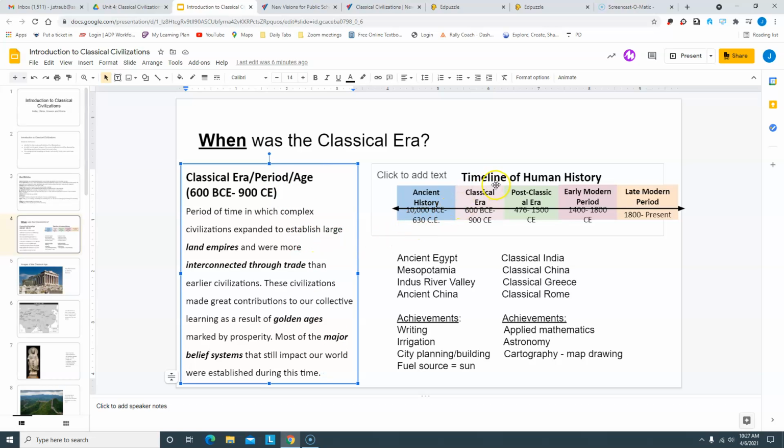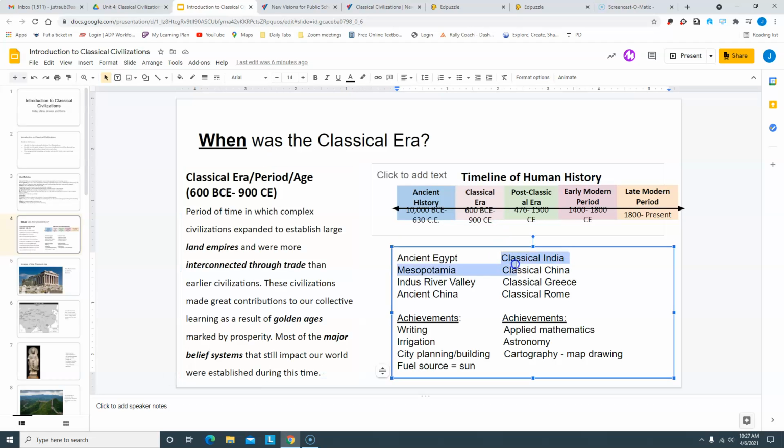So over here is a timeline of human history. We start with ancient history, 10,000 BCE to 630 CE. So we've done this period. This is ancient Egypt, Mesopotamia, Indus River Valley. Now we're moving here to classical era. And the classical era civilizations are here: classical India, China, Greece, and Rome.